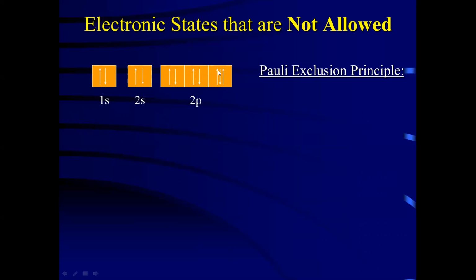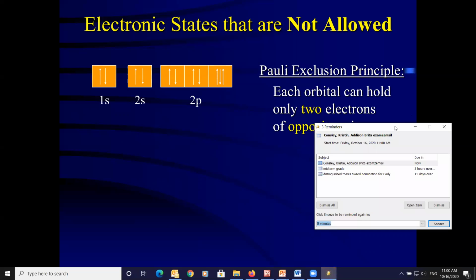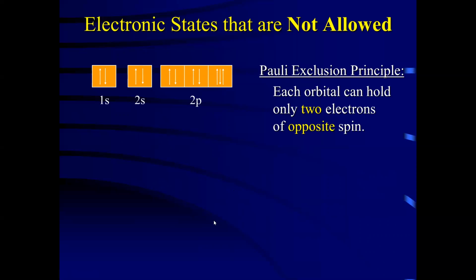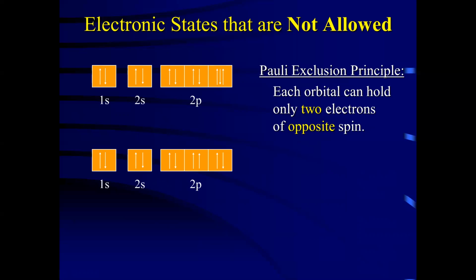If it's like this, they have the same spin quantum number. That means they have altogether the identical four quantum numbers, which is not possible. So that one is not allowed. In short, according to the Pauli exclusion principle, this is not allowed because each orbital can only hold 2 electrons of the opposite spin. That is the conclusion from the Pauli exclusion principle.